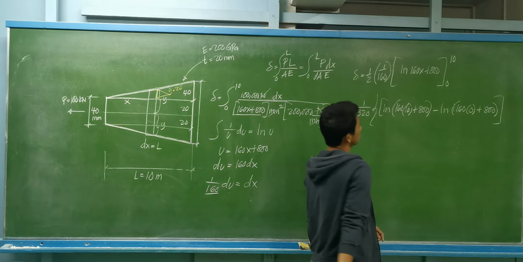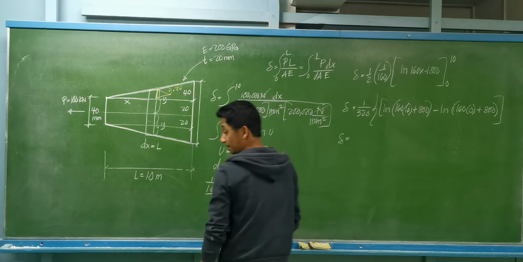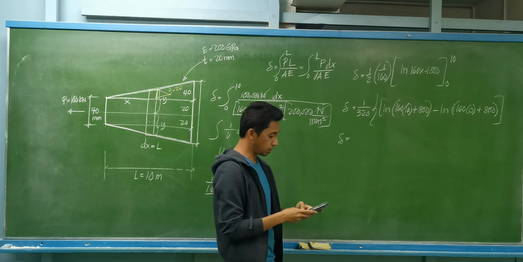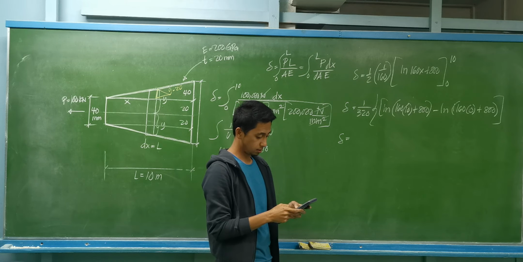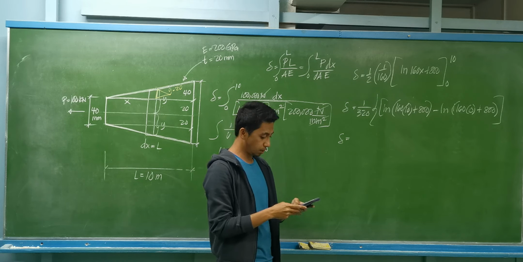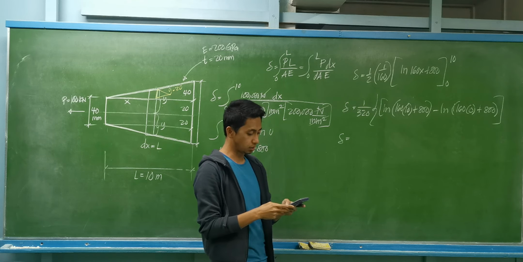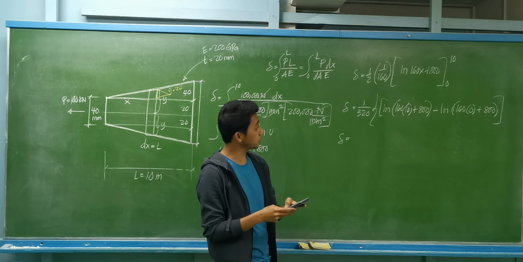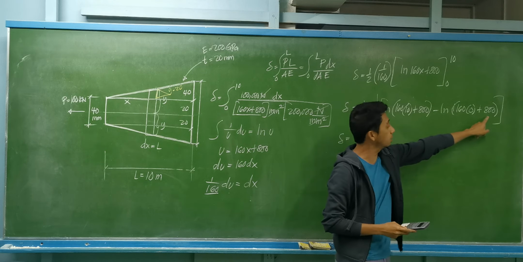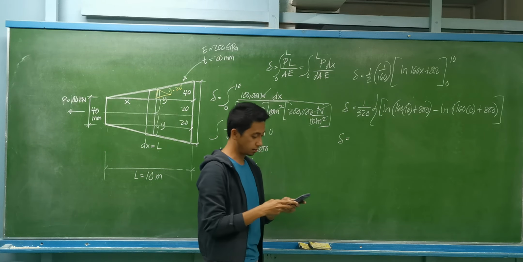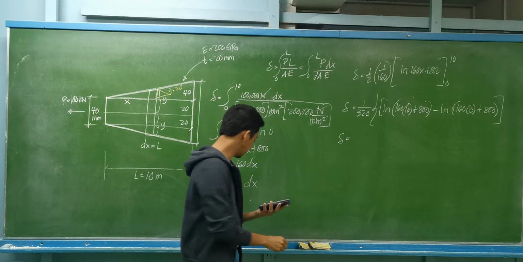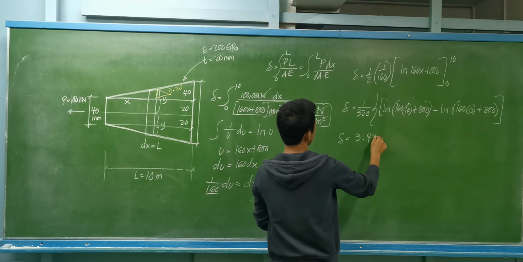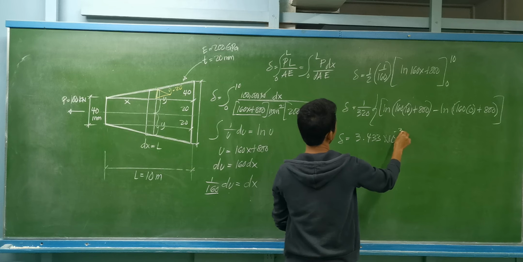Right, let us compute for the value. We have now delta. Alright, so it's 1 over 320, multiplied by ln of 160 times 10 plus 800, minus the ln of 160 times 0, which is the same as 0. So the remaining term for this one is ln of 800. So ln of 800. So we have that value as, take note, this is 10 meters, 3.433 times 10 raised to negative 3 meter.